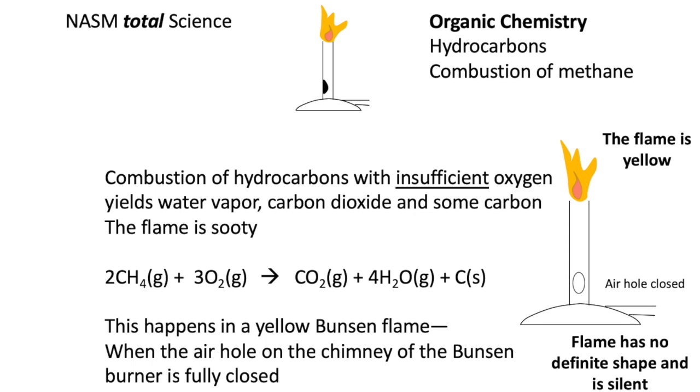So if you close the air hole at the bottom of the chimney, the flame becomes yellow. It doesn't have any definite shape, and it's pretty silent. But what you're seeing with the yellow flame is carbon that is glowing in the heat. But if you hold some cool apparatus there, the bottom of a test tube, held in test tube holders, you'll see soot formed. And so the equation here, you can see the carbon that is formed.